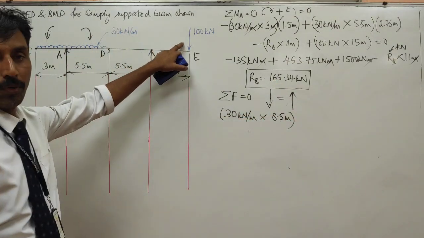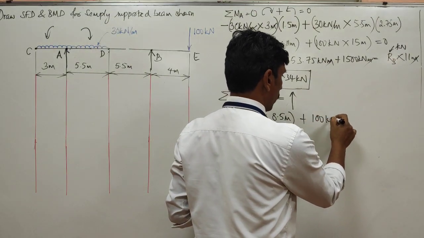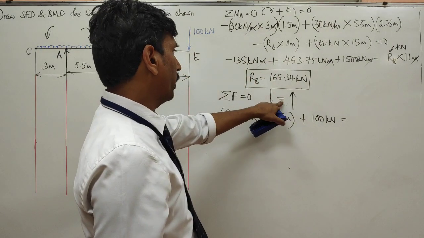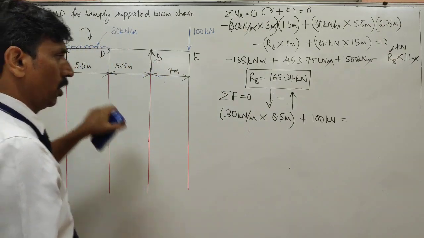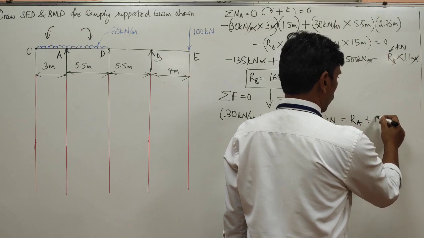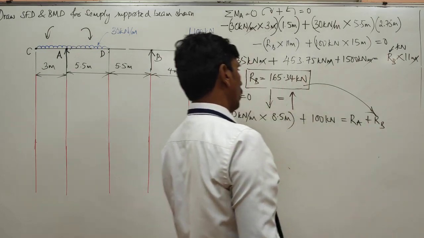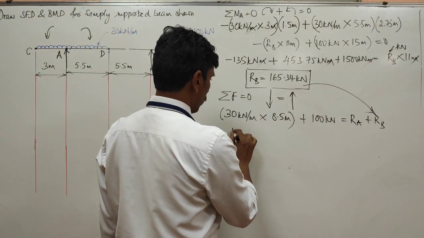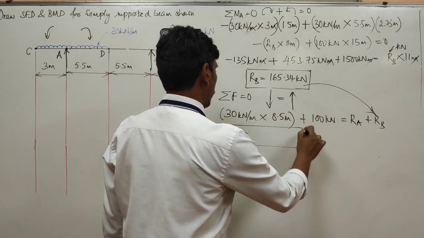And there is one more load acting downwards. That is 100 kilonewton acting downwards. So that should be equal to the forces which are acting upwards. There are only two forces acting upwards. Those are the supports, RA and RB. So RA plus RB. But you already know that the RB value is this. Therefore, there is only one unknown in this equation, so you can find out the value of RA. Can you tell me the value of RA?